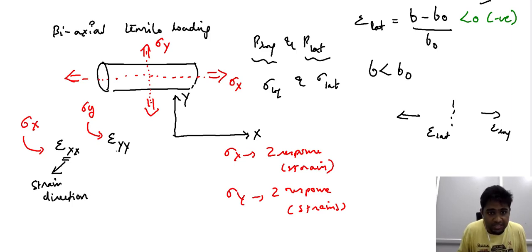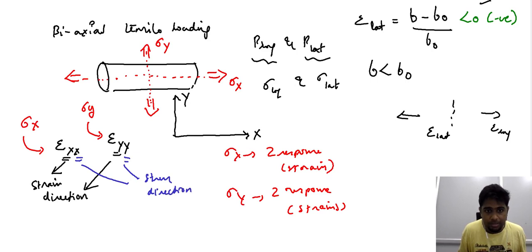So in both these cases, the first subscript indicates the strain direction. However, the second subscript indicates the load or the stress direction that brings about the strain.